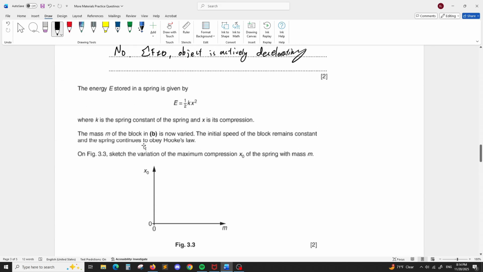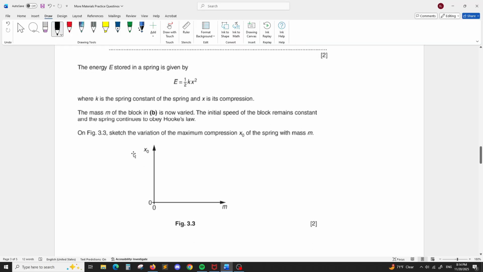The energy E stored in a spring is given by E equals 1/2 kx squared, where k is the spring constant of the spring and x is its compression. The mass m of the block in B is now varied. The initial speed of the block remains constant, and the spring continues to obey Hooke's law. On figure 3.3, sketch the variation of the maximum compression x0 with the mass m.